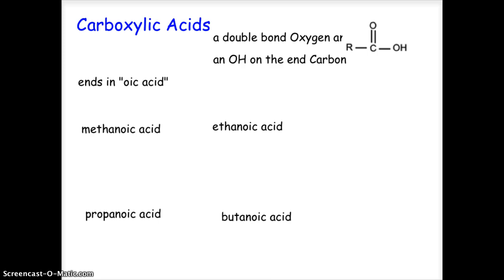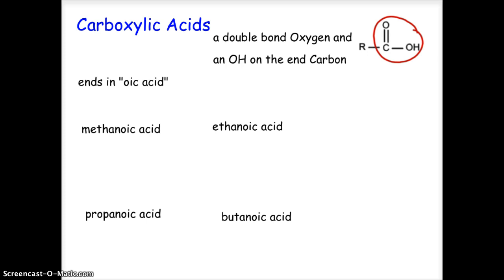A carboxylic acid is one in which there is a double bond oxygen and an OH at the end carbon. So when you look at the general structural formula, the look for you to classify that as a carboxylic acid would be that double bond oxygen and the OH that happens on an end carbon. You're going to know that it is a carboxylic acid because it ends in the word oic acid.